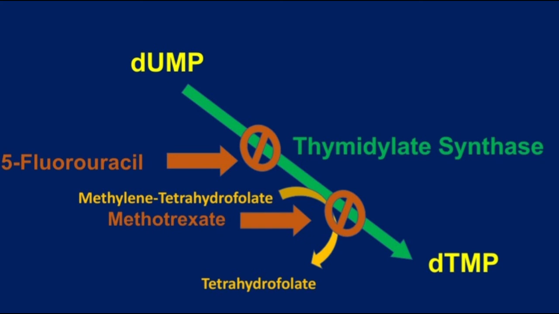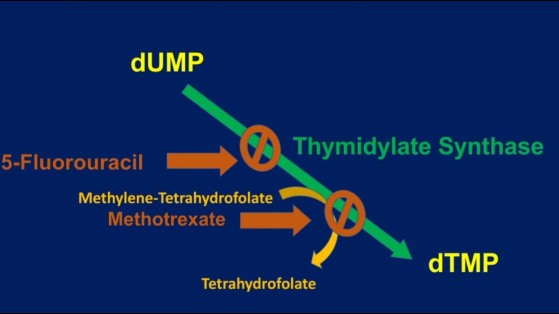The drug 5-fluorouracil inhibits thymidylate synthase, and by inhibiting thymidylate synthase, it will inhibit the production of deoxythymidine triphosphate needed for DNA synthesis, thus reducing replication, cell division, and growth.